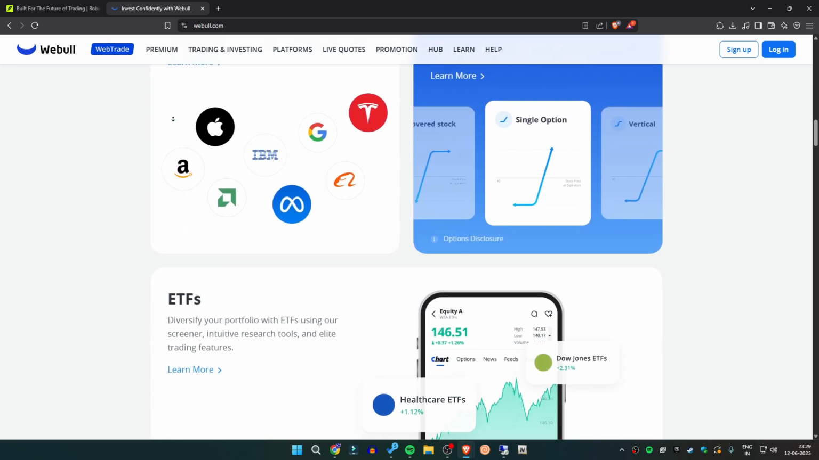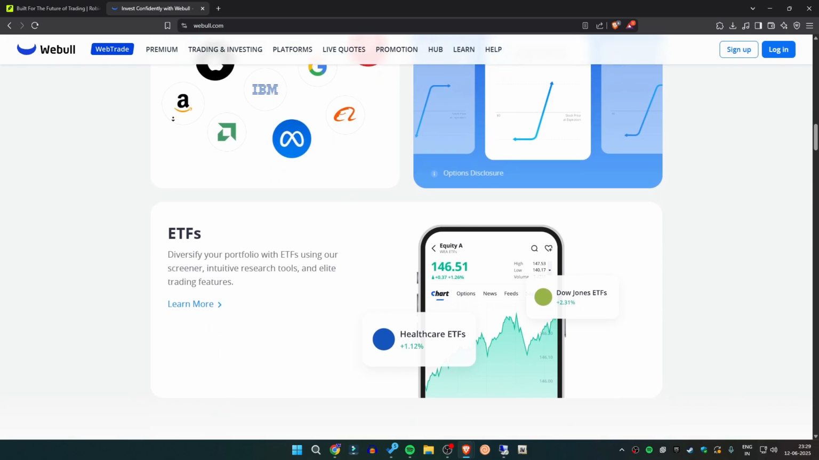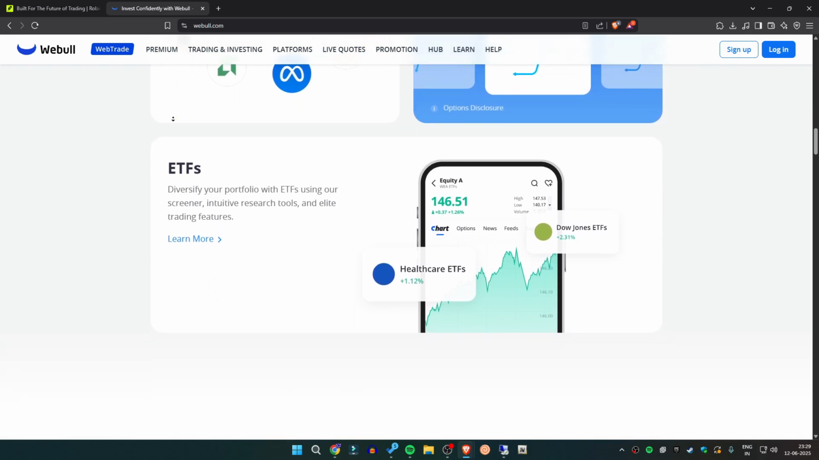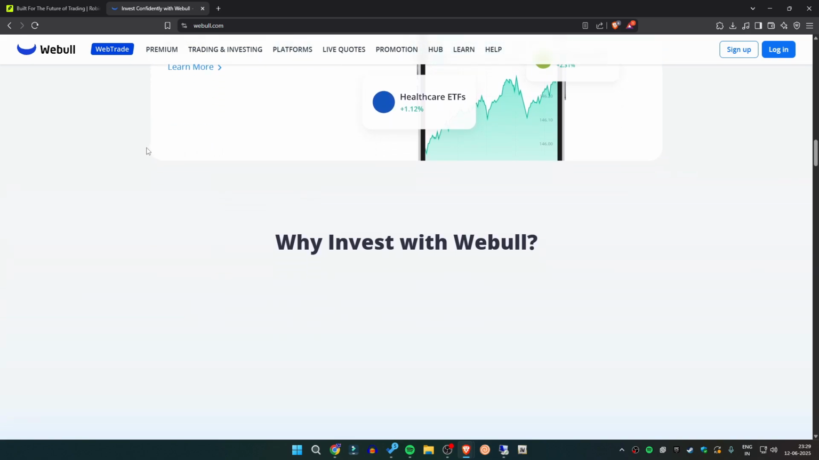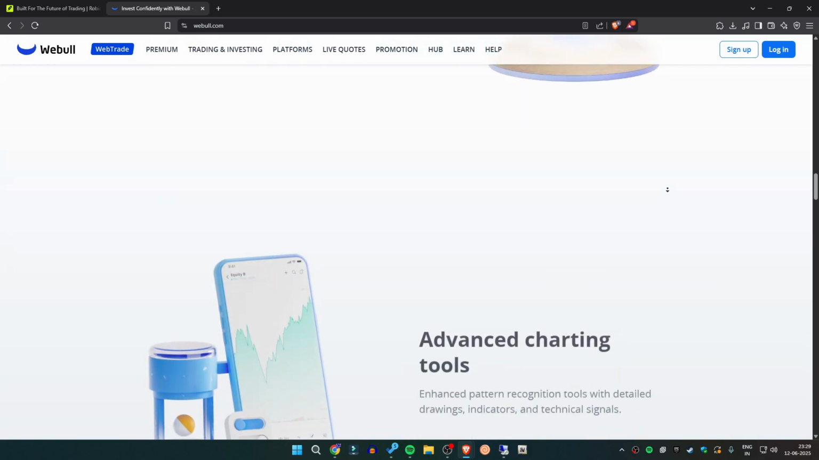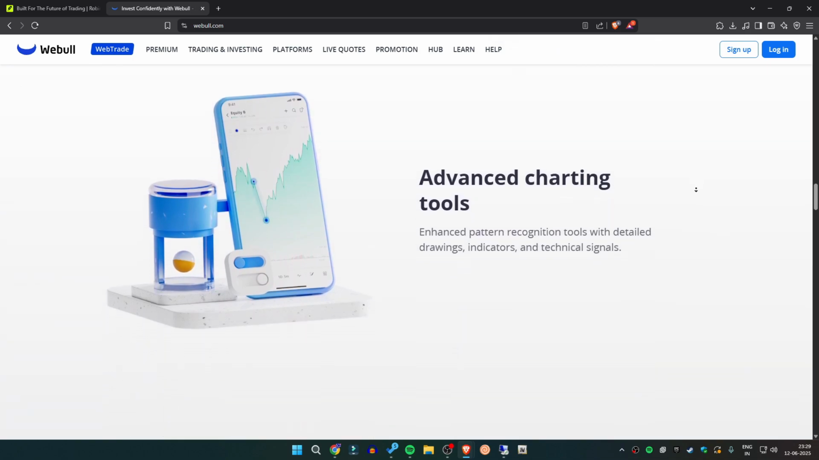So, what's the conclusion? If you're a complete beginner, go with Robinhood. It's simple, clean, and enough to get started with basic options. But if you want to go beyond that, like learn about multi-leg strategies, analyze charts, or trade faster, then Webull is the better pick.